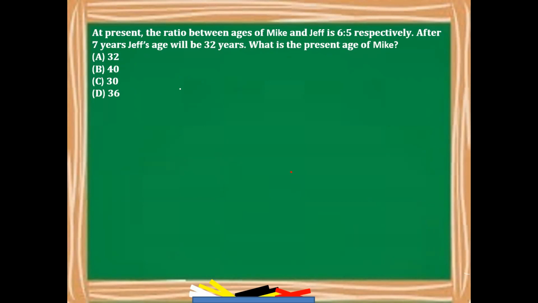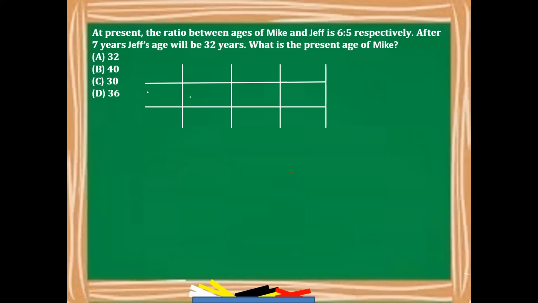So let's try to use a table here so that we can get the present age easily. So we have here two characters. We have here Mike and we have here Jeff. So based from the first sentence, we're talking of the present. So we're going to put here at the middle the present ages. So at present now, the age of Mike and Jeff is 6:5.